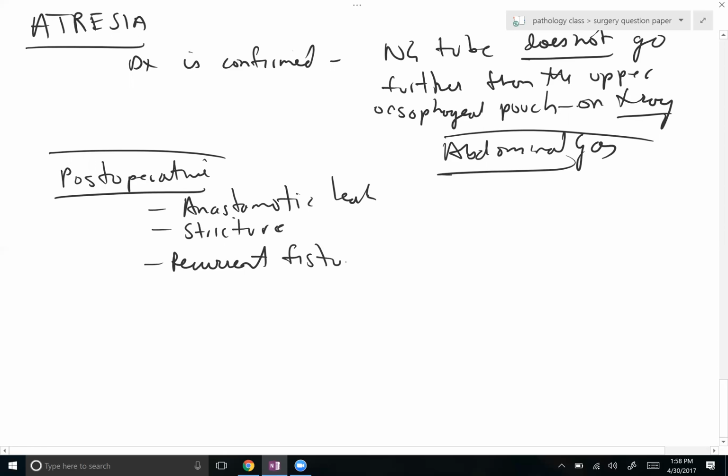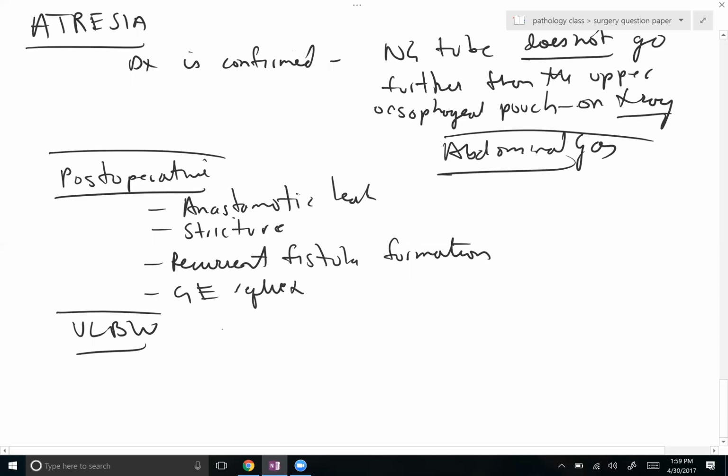Recurrent fistula formation, and it can lead to gastroesophageal reflux. Okay. Basically the patient presents with very low birth weight. After repair, there is a good prognosis for patients with esophageal atresia. Just remember how we diagnose it and what surgery we have to do in this patient.